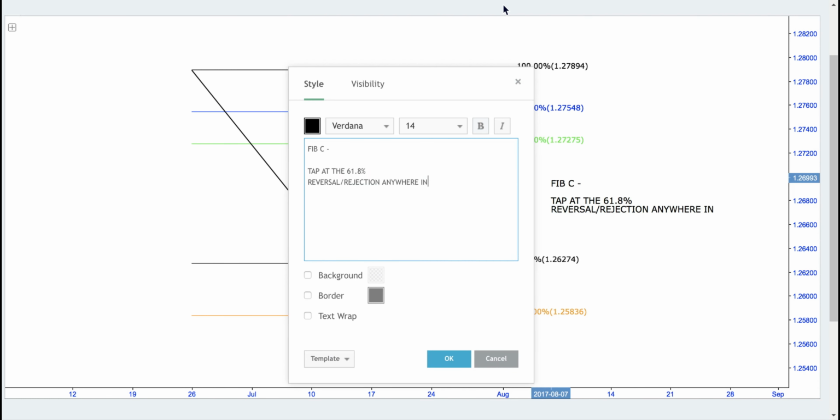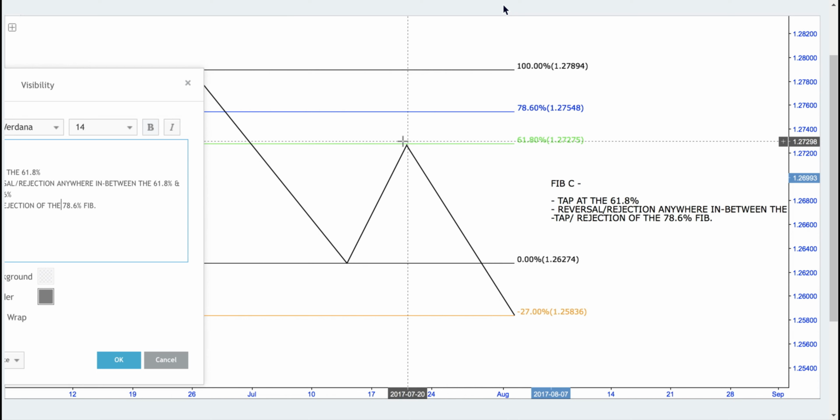anywhere in between the 61.8% and the 78.6%, which I'll show you in a moment. That's 1, that's 2. And what we can also see finally is a tap or rejection of the 78.6% fib in itself. So what can actually happen there? 3 variables. We can see the market pull back and tap directly.